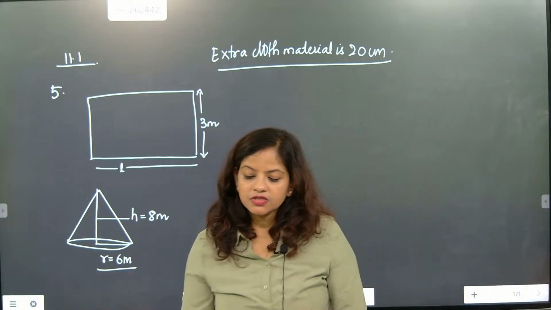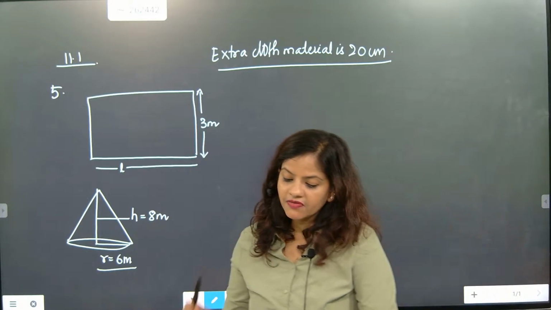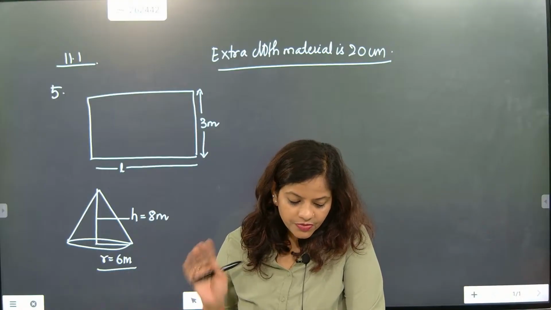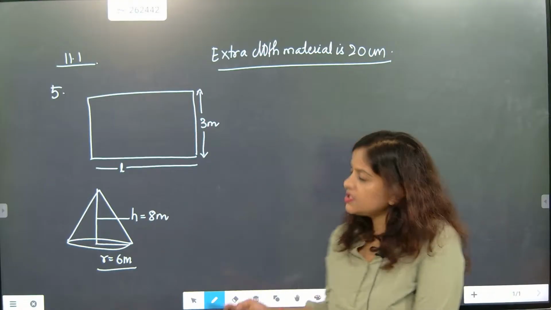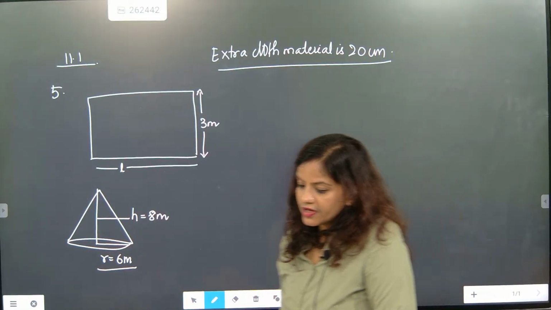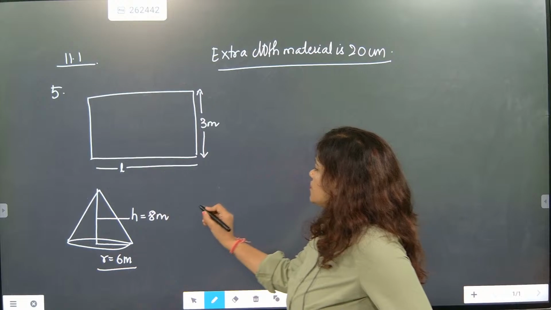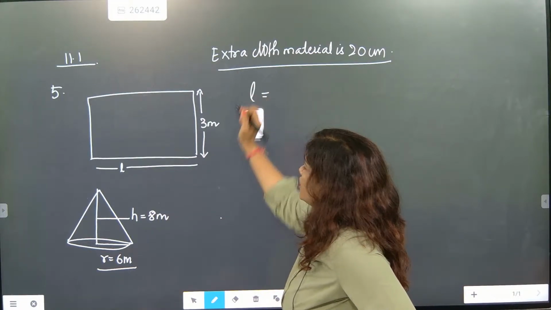Okay. So this is exactly the question. Now we have to solve this question. Extra material is given, Arnisha, check that question. Beta, 20 centimeter is there, because the height given is 8 and the radius is 6. So first we'll find the slant height. Okay. So we will write first: slant height of the conical tent.